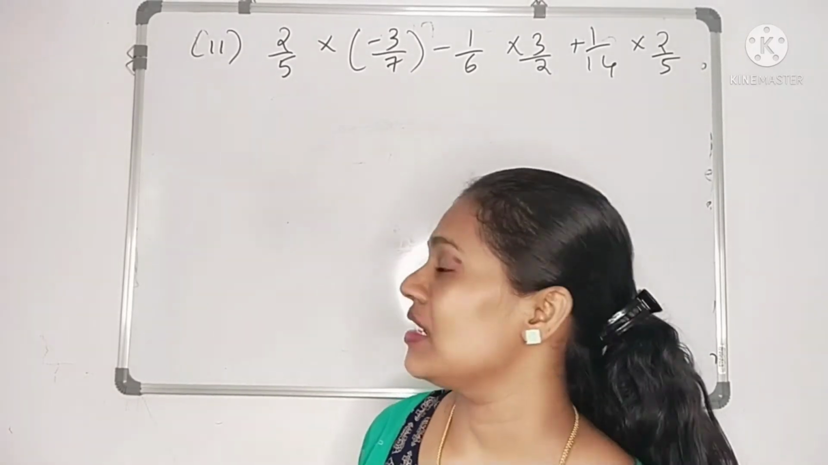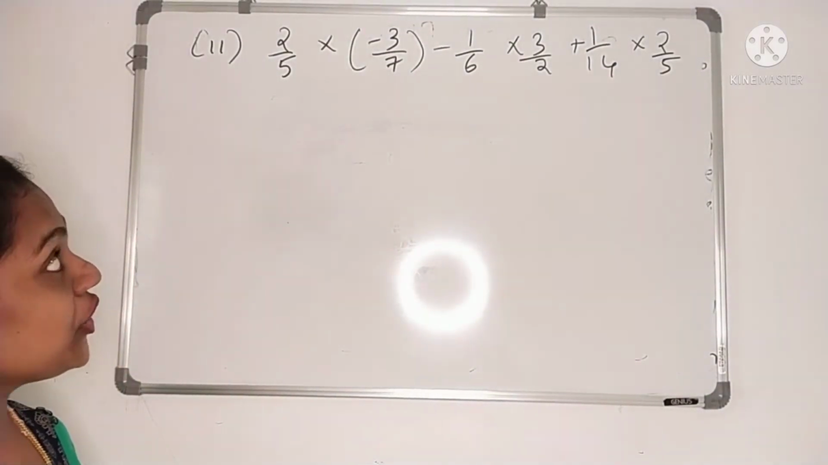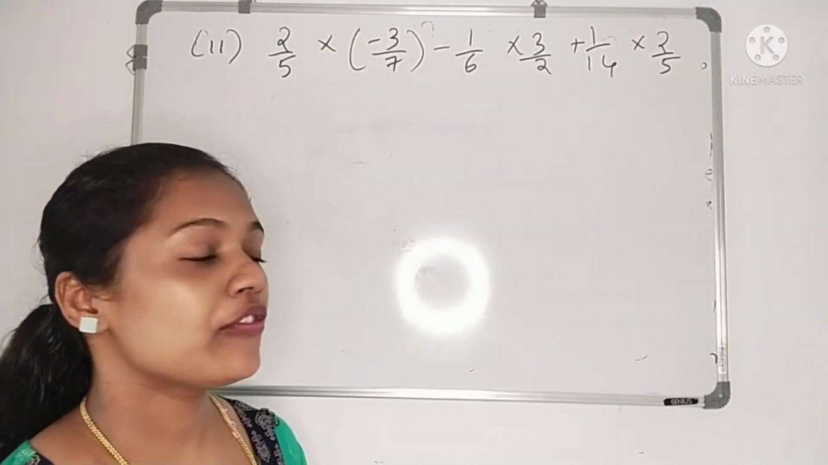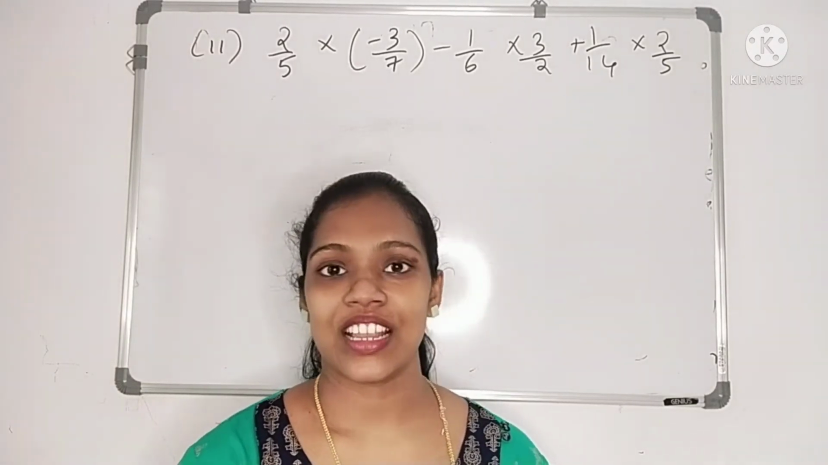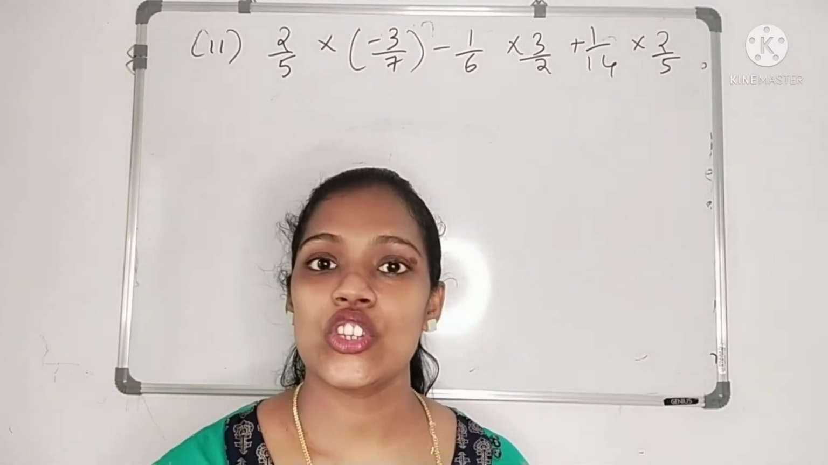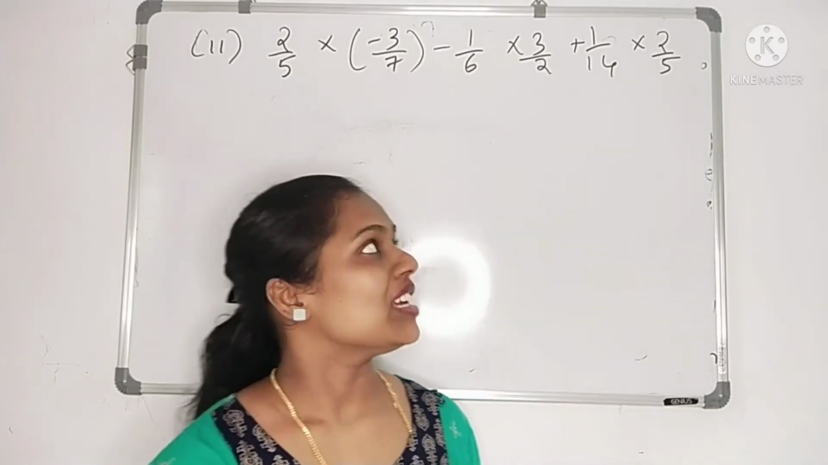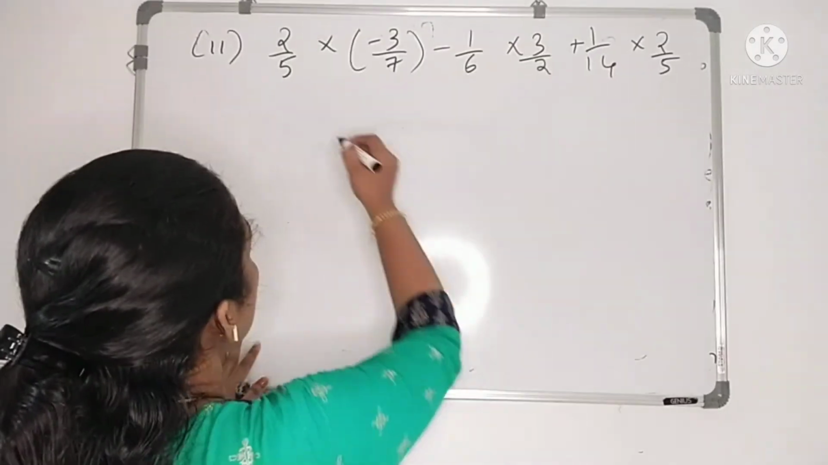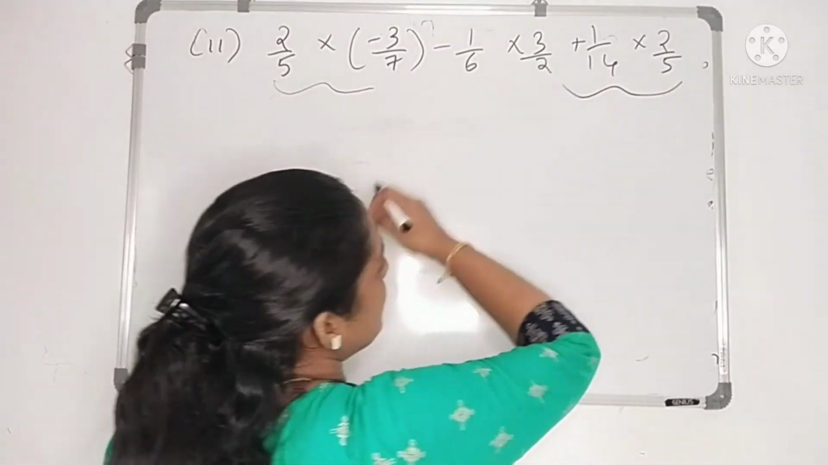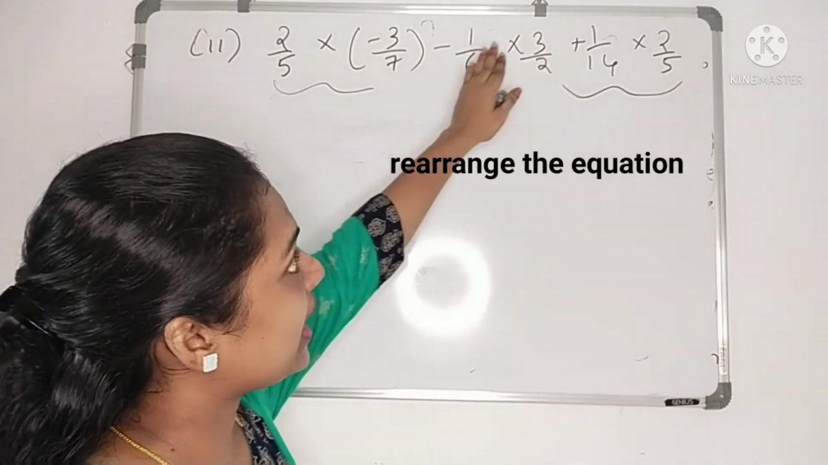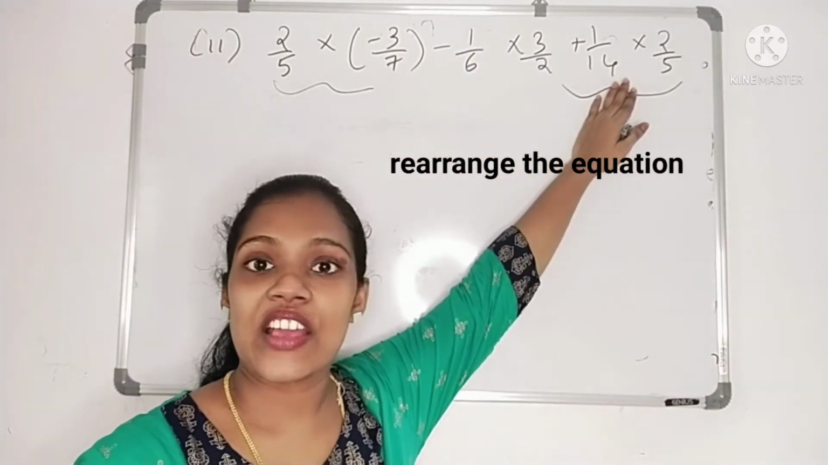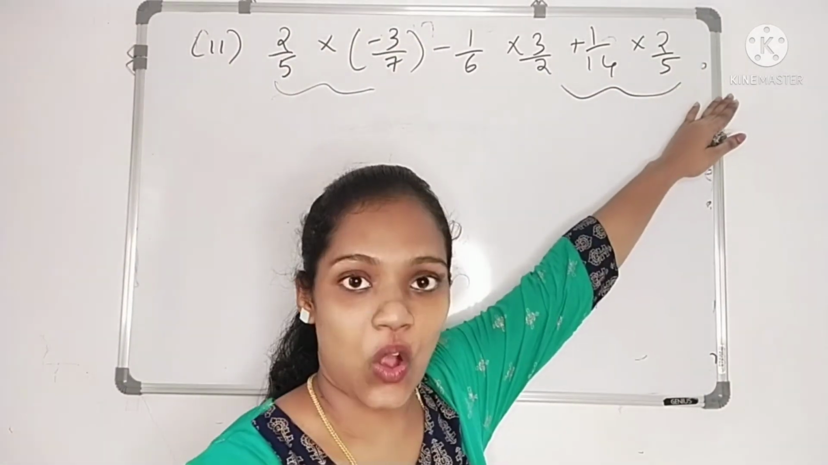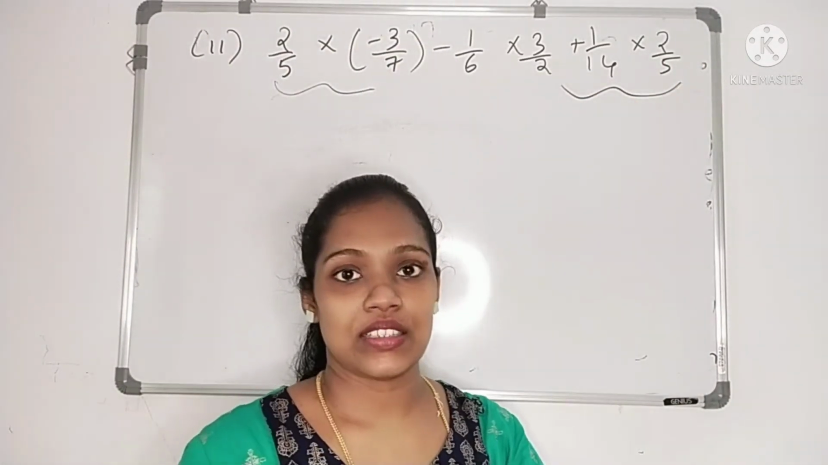Okay. So our question is, all of you look here, 2 by 5 into minus 3 by 7 minus 1 by 6 into 3 by 2 plus 1 by 14 into 2 by 5. So this is the question. Now in the same way, first you have to check which property you can apply here. Okay, so by seeing the question itself, you can say that if you take this term and this term first. Why? Because you are having 7 here and you are having 14 here. You all know that 7 into 2 equal to 14, and also here 2 by 5 and here also 2 by 5 is common, right? So take that part as your common part.